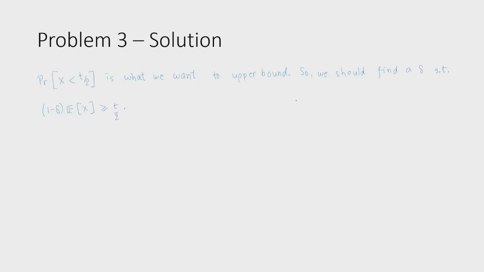Yes. So we should find a delta so that 1 minus delta times expected value of x is at least t over 2. Well, this is easy because, no, I only have an implication, I only have one-sided. So I want to find such a delta, and what do I know about expected value of x? I know that it is at least something, right?